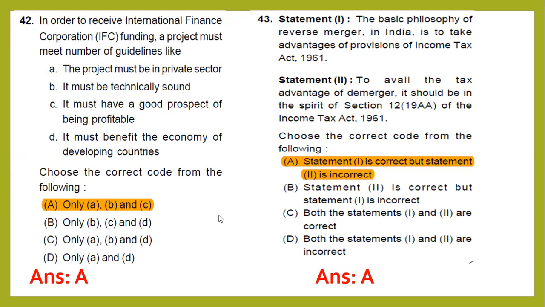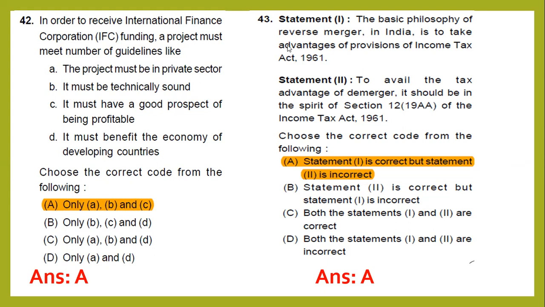In order to receive International Finance Corporation IFC funding, a project must meet a number of guidelines. So what are those guidelines? So here the correct option is A, B, C. Project must be in private sector. It must be technically sound, and it must have a good prospect of being profitable. So correct option is A.